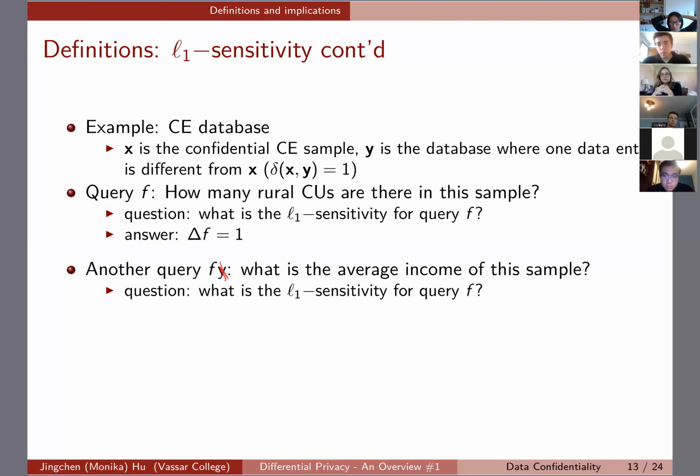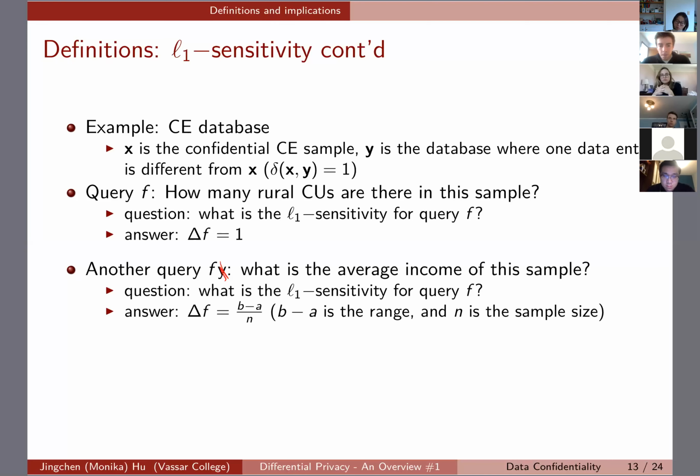So that's a great point. And in fact, this is one thing I personally think that doing L1 sensitivity here can be a little bit tricky. So you see the delta F defined to be B minus A divided by n. The part divided by n we understand. And B minus A should be defined in a way that it's not about the minimum and maximum of the data set they're working with, but about the minimum possible and the maximum possible income in the universe.